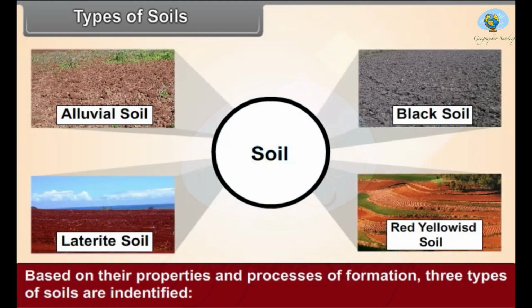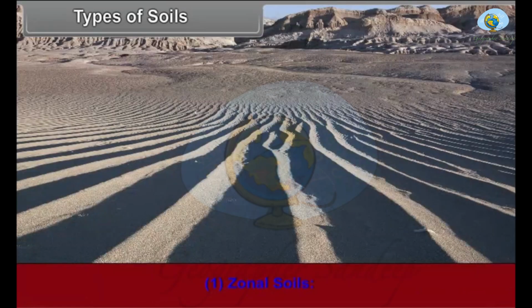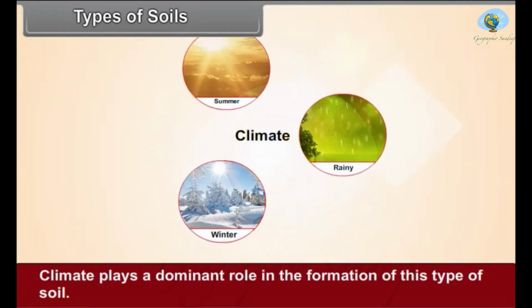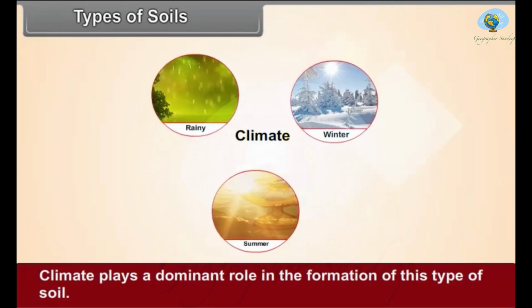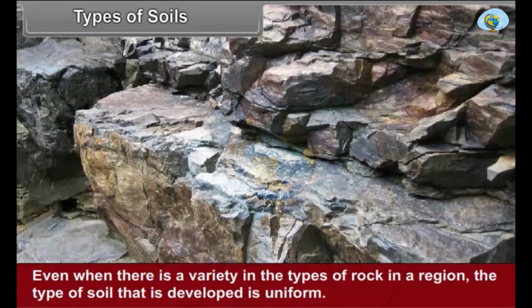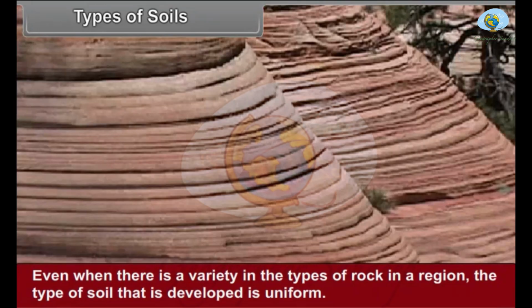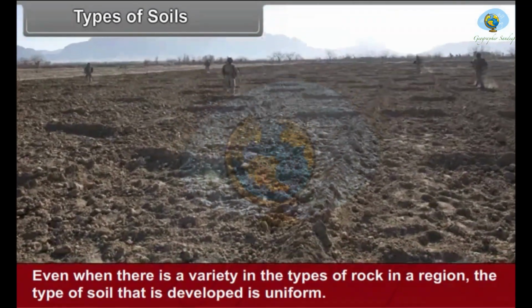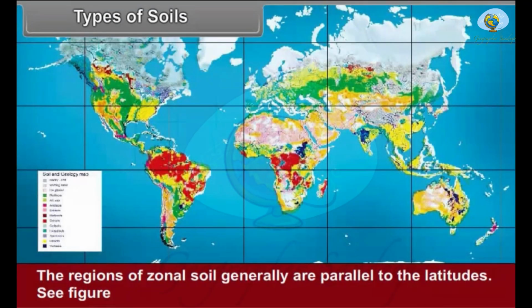Types of soils. Based on their properties and processes of formation, 3 types of soils are identified. Zonal soils. Climate plays a dominant role in the formation of this type of soil. Even when there is a variety in the types of rock in a region, the type of soil that is developed is uniform. The regions of zonal soil generally are parallel to the latitudes.